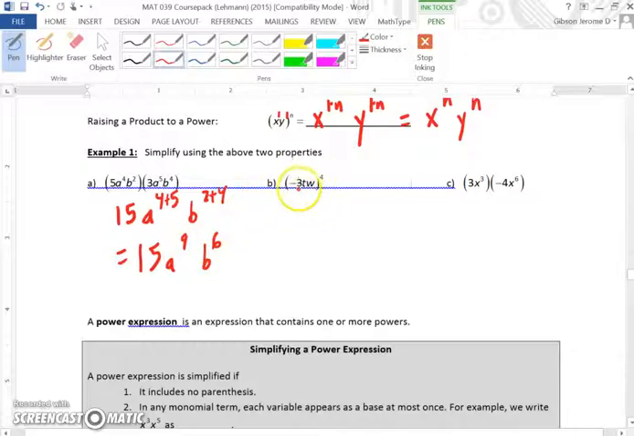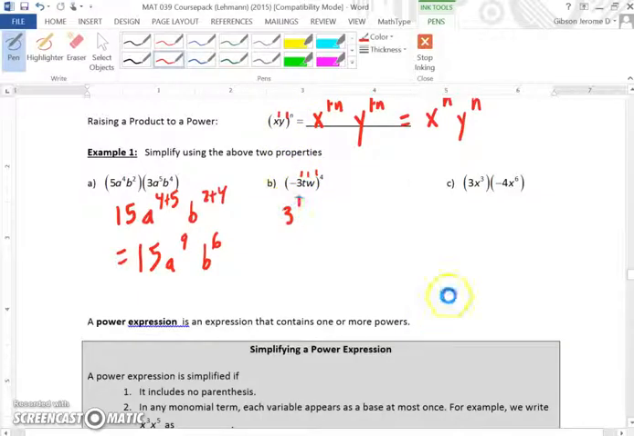Okay, now we go to B. We have negative 3tw in parentheses, and it's all taken to the 4th power. Now remember, all of these are technically taken to the 1st power, the 3, the t, and the w. So this negative is also taken to the 4th power because it's inside of the parentheses. We know a negative taken to any even exponent will make that positive, correct? So we know our final answer is going to be positive, so we don't need the negative anymore.